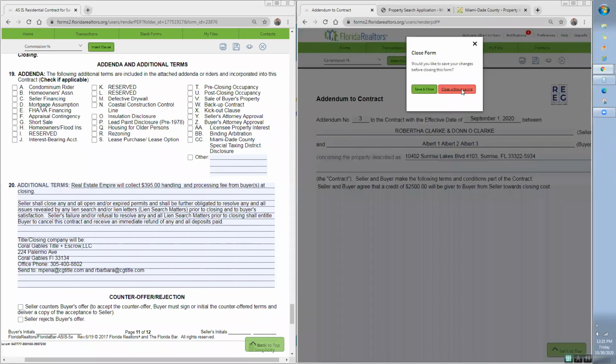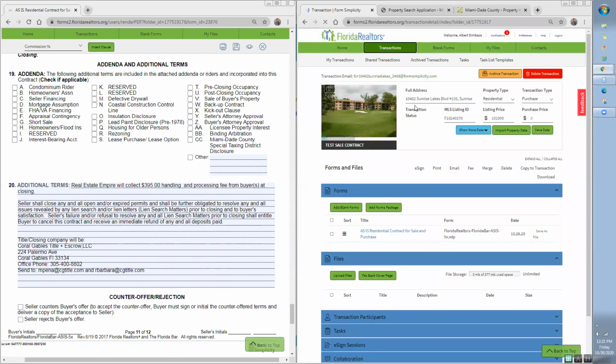As far as addendums go, those are all the addendums that will be used for a purchase agreement. Okay. Do you have any questions on anything that I covered? Is there anything that I did not cover that you guys are interested in knowing more about?